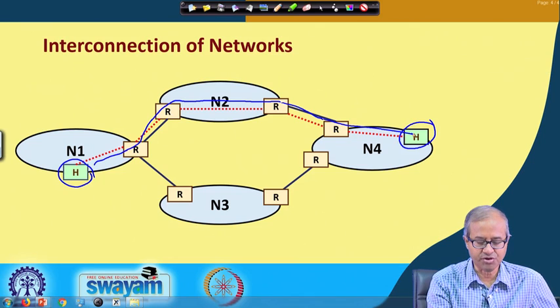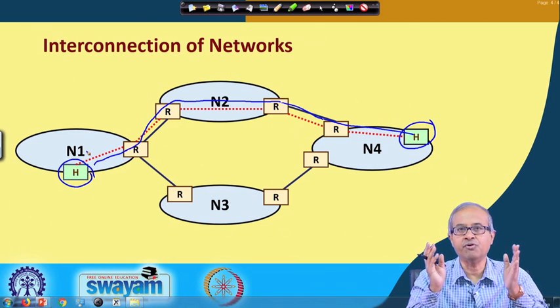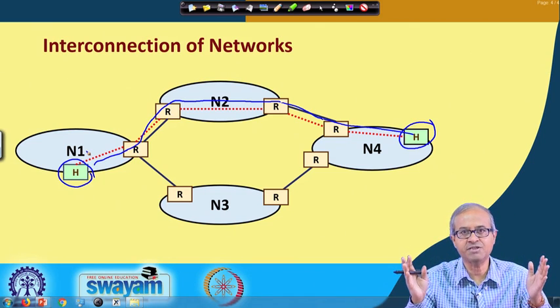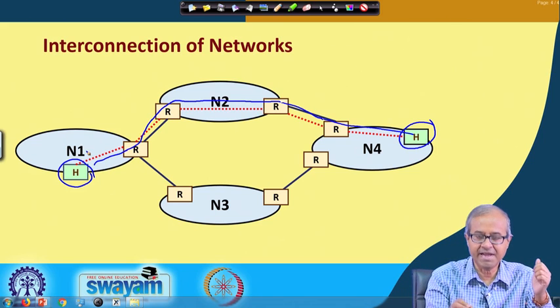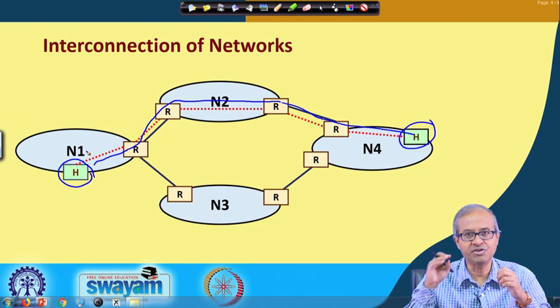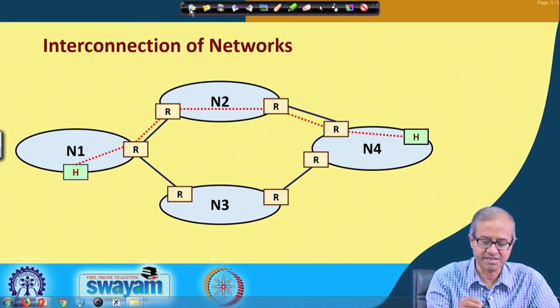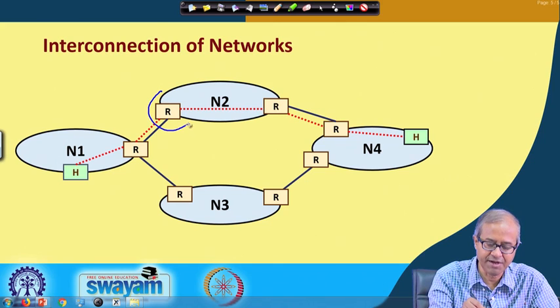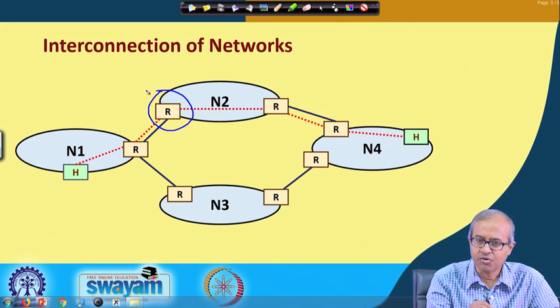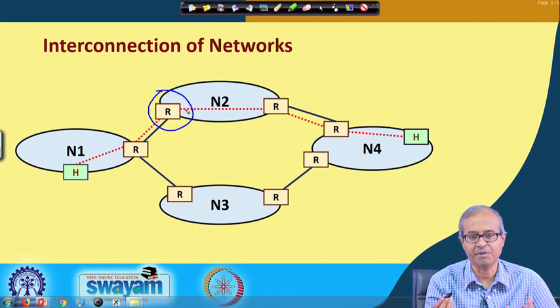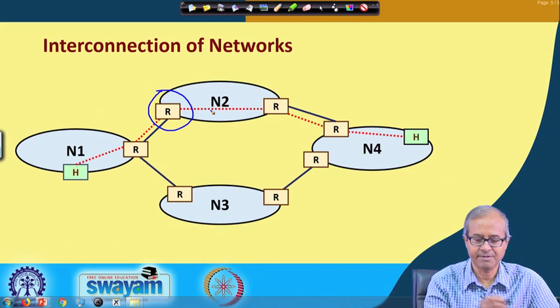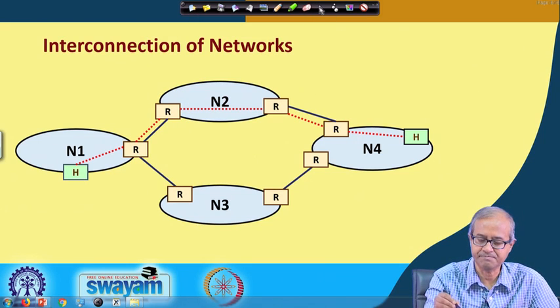The idea that I was talking about: maybe N1 and N4 are able to handle large packets, large MTU, but N2 is an intermediate network through which the packet is flowing. If N2 does not allow large enough packets, then there may be fragmentation, and that fragmentation will typically be carried out by this router. Whenever this packet enters N2, this router will fragment the packet into multiple smaller packets, and then forward them. Okay? This is the basic idea.